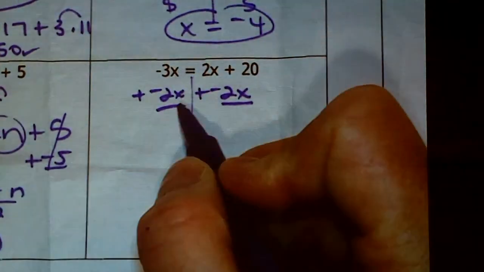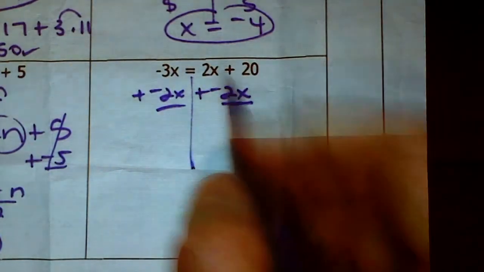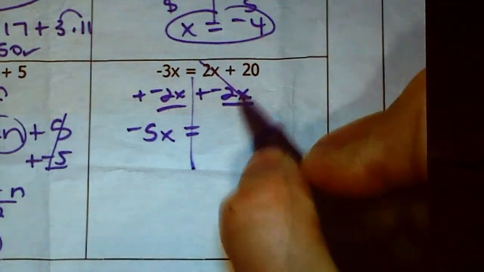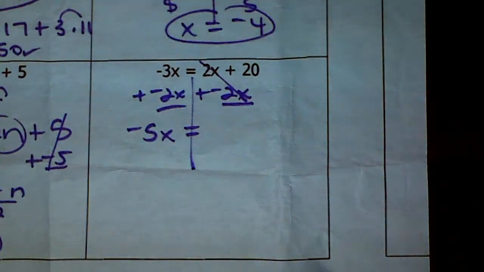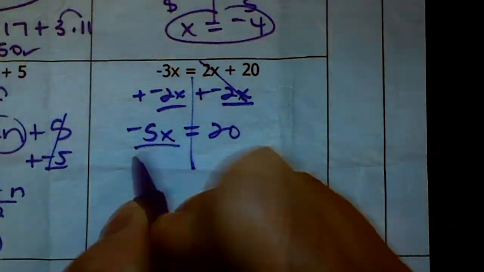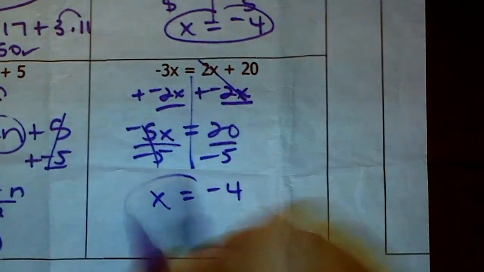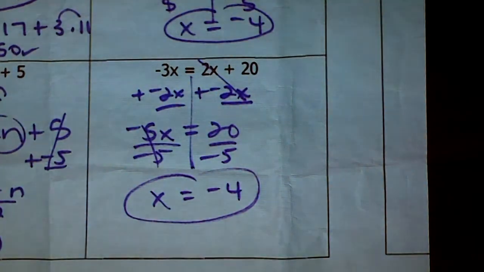So when you take a negative 3x plus another negative 2x, that means you have negative 5x. The negative 2x and the positive 2x are gone. I'm left with plus 20, which means positive 20. Now I have a one-step. Divide by negative 5, and x equals negative 4. All right. So those are the basic ones.